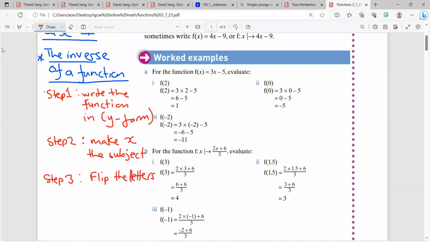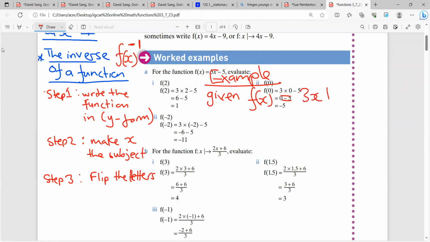So an example will actually make it easy for you to understand. And remember, an inverse of a function is denoted by f of x to the power of -1. So let's look at this example. Given f of x is equal to 3x plus 7, find, sometimes they won't say find the inverse, they just say find f of -1 of x. That's the inverse.